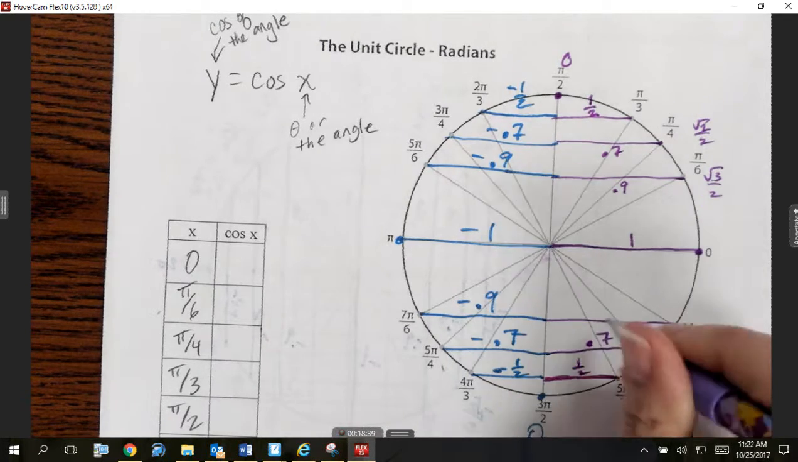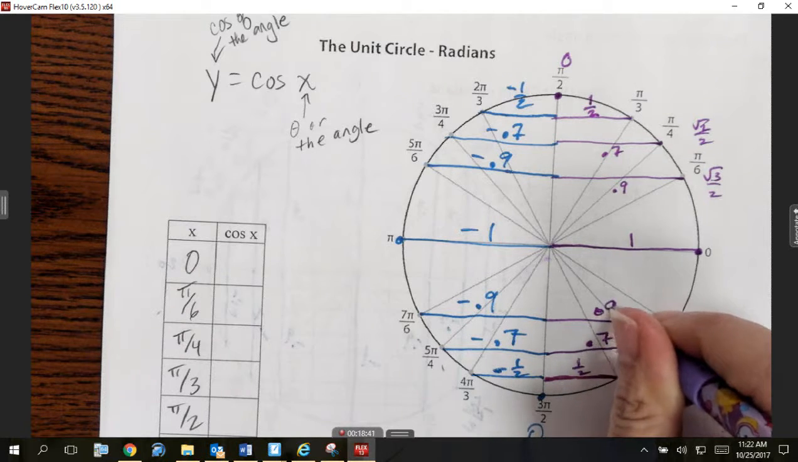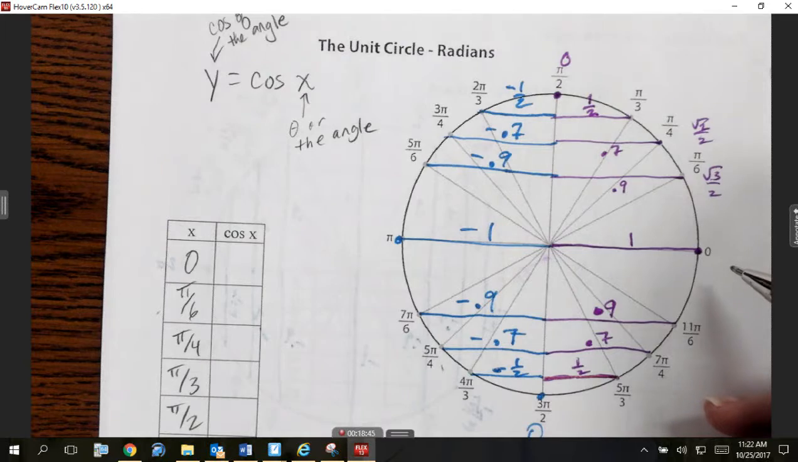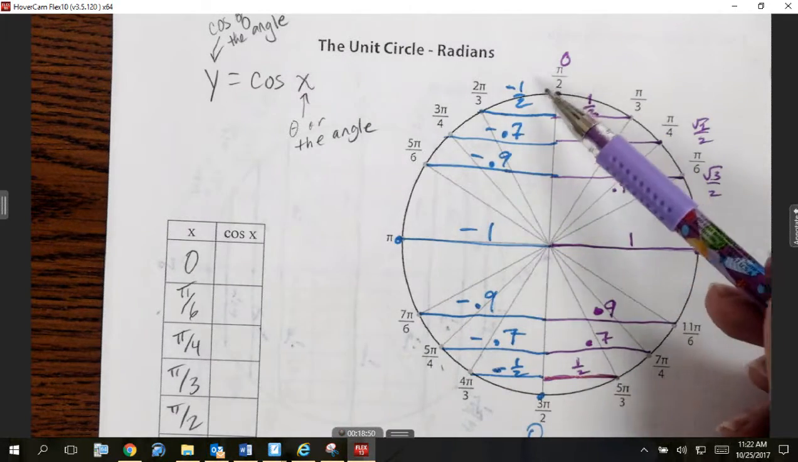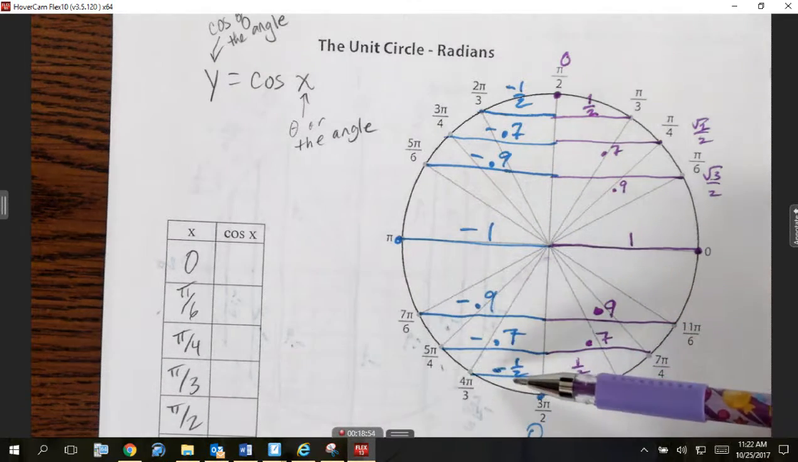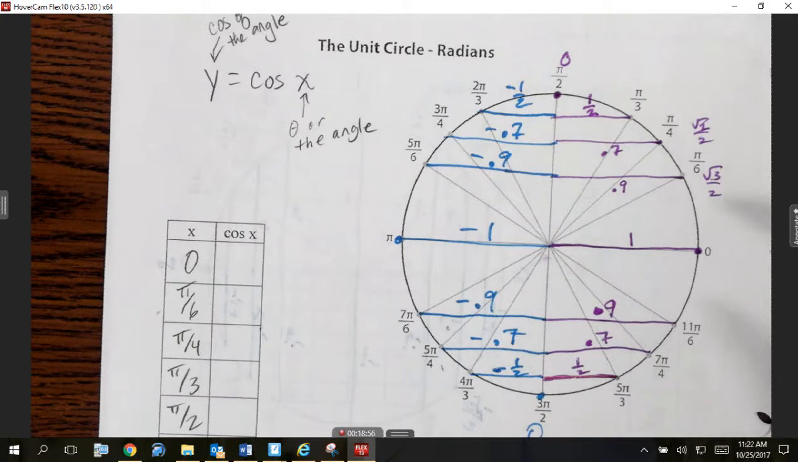And bigger. And bigger. Till we get back to 0 degrees where it's the biggest it will be, 1. And then it gets smaller again, till we get to 0. Then it goes more negative till it gets to negative 1. Then it gets bigger again till it gets to 0. And then it gets more positive till 1, and so on.